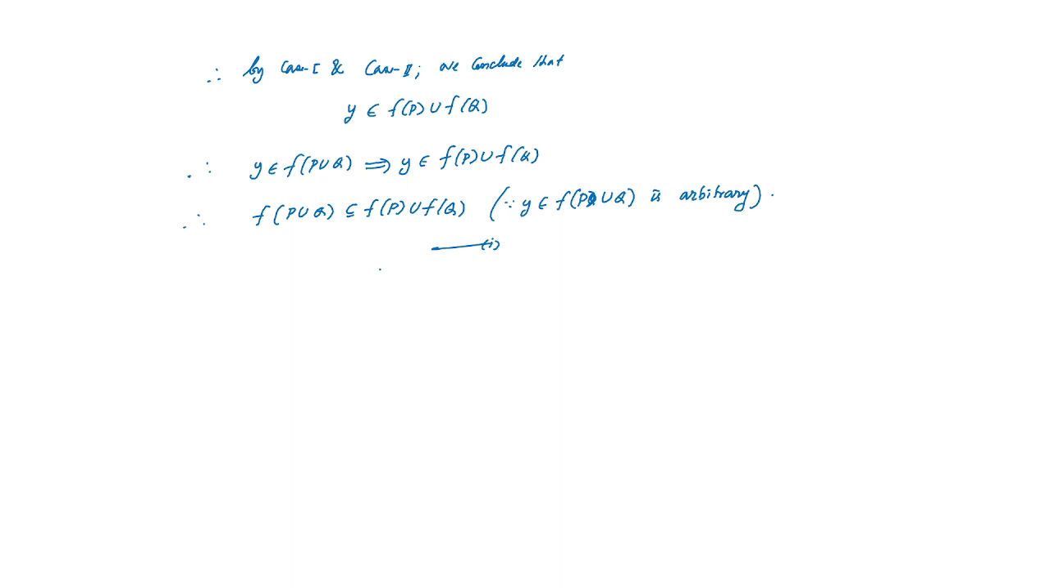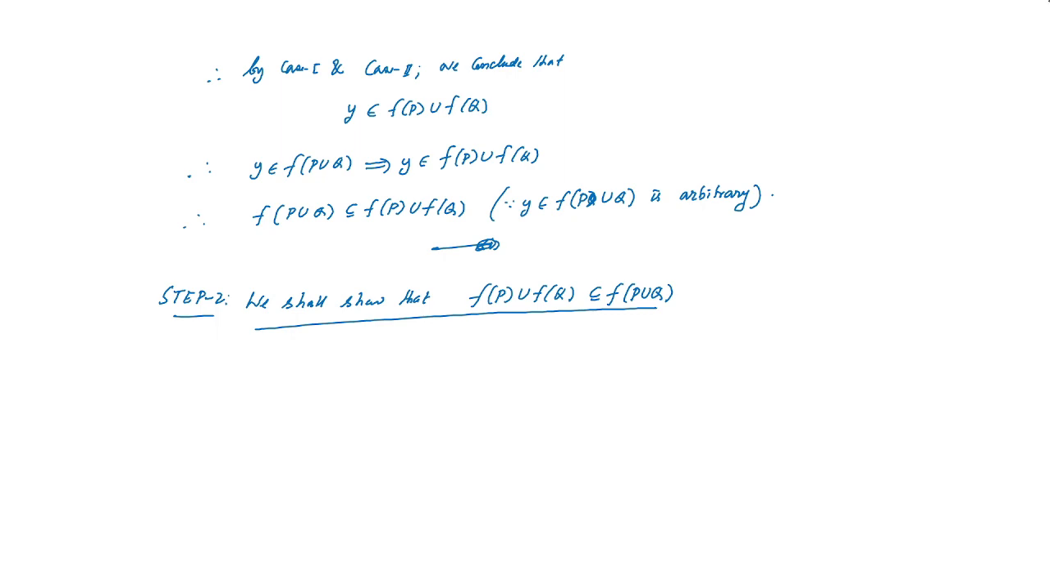Now what should be step 2? Now we will continue step 2. Here we shall show that f(P) union f(Q) is a subset of f(P union Q). That we have to show. So we will take an element from f(P) union f(Q), and from that we will show that this particular element belongs to f(P union Q).